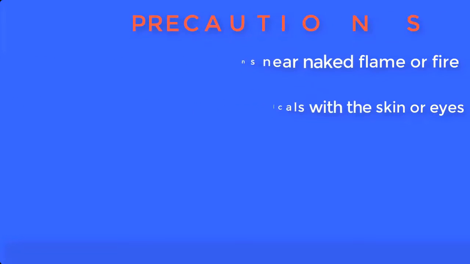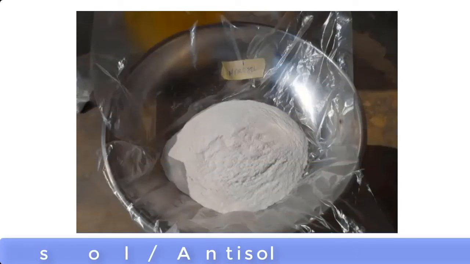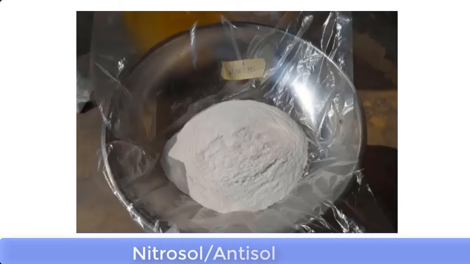We will now go through the list of chemicals in the order in which we dissolve them in water. The first one is called Nitrosol or Antisol. You can either use Nitrosol or Antisol. Either of them is okay. Nitrosol dissolves instantly in water while Antisol takes time to dissolve. Both chemicals have an appearance like powdered milk.